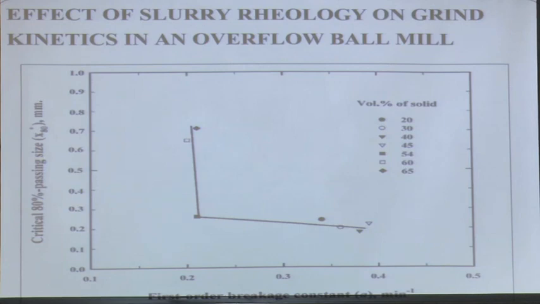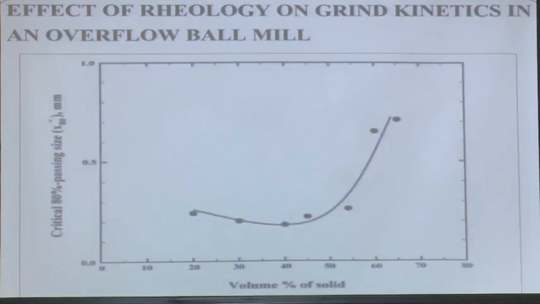Suppose I peg a particular 80% passing size and see what happens with the change in the percent solids volume by volume. So nature is like this. That means it is affecting the breakage parameter. The closed value is here, 54%. So you can see the breakage parameter has dropped. Let us see. This one has given more refinement to the earlier picture.